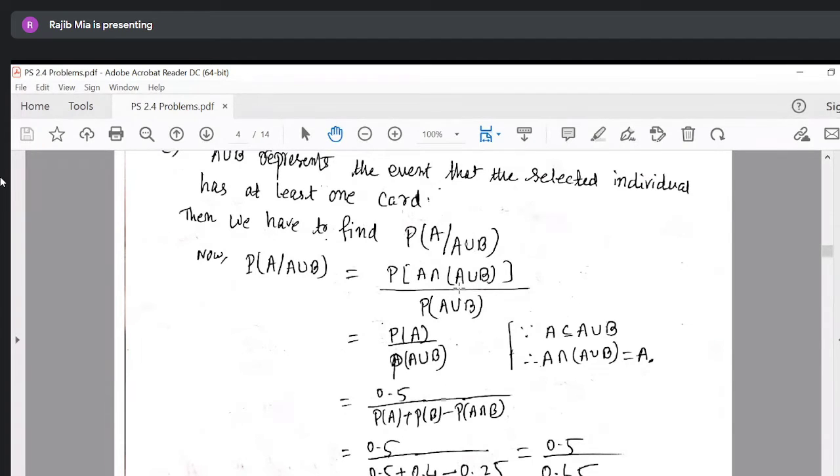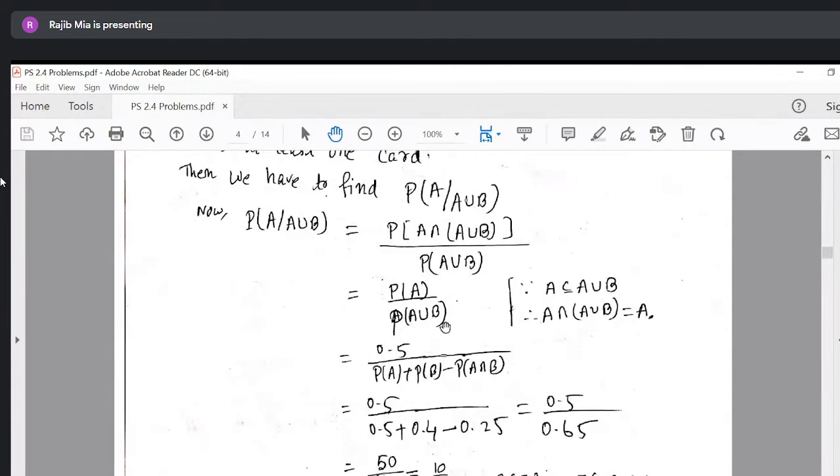So you know that if A and B are two events, then A is a subset of A union B. It's obvious. So if A is a subset of A union B, then their intersection is the smaller set, that is A. A intersection A union B is A for any two events A and B. So this is probability of A by probability of A union B. Probability of A is 0.5 and probability of A union B is probability of A plus probability of B minus probability of A intersection B. This is 0.67692.